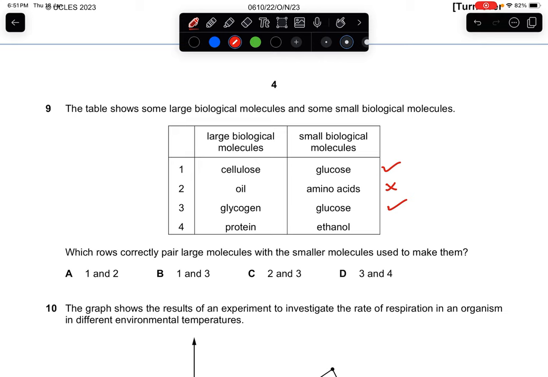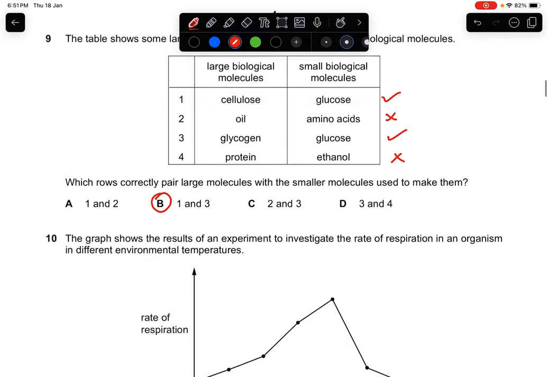Question number four, protein, it won't become an ethanol. It will become amino acid. Ethanol is not even a small biological molecule. So the answer here is only B.